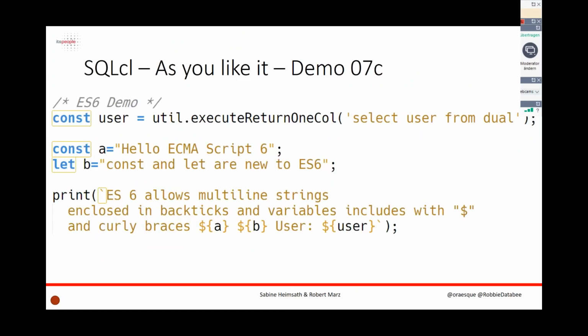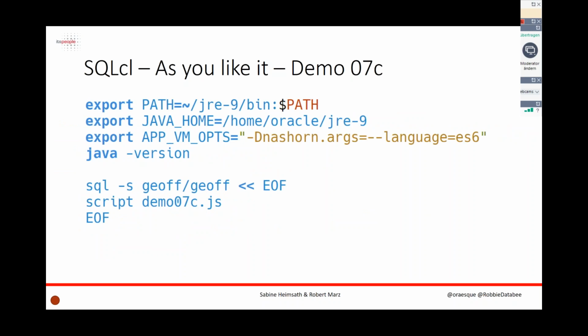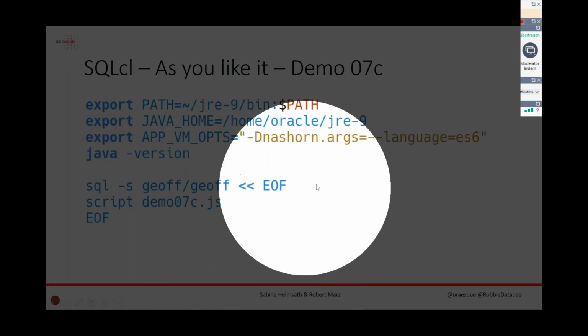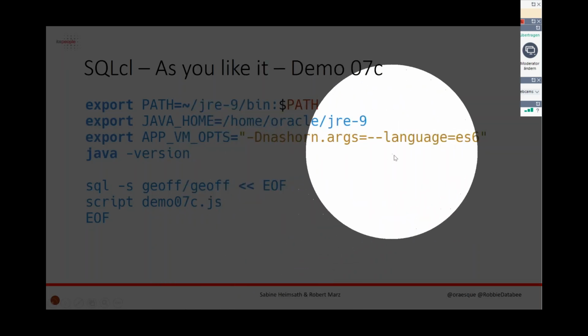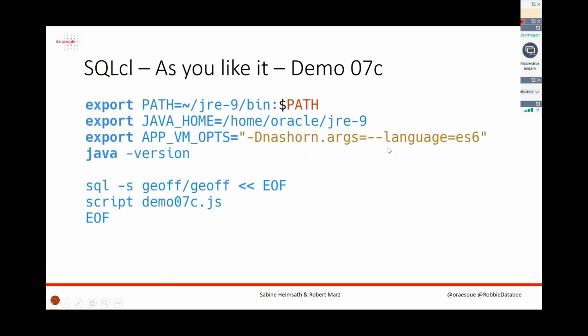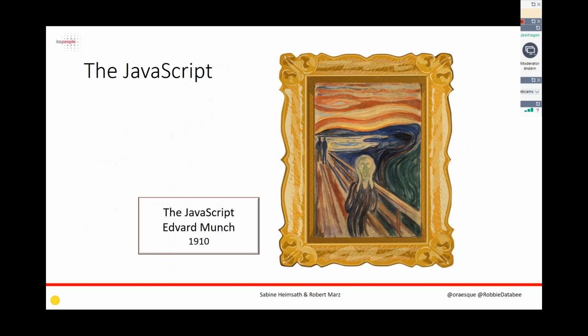Okay. Just one word. This is ECMAScript 6. This is the latest standard of JavaScript. This has a lot of cool improvements. And if you want to use that, all you have to do is to switch to Java 9 and give your Java one argument, and then we are good to go with the latest JavaScript dialect. I won't show you that. And we are done right now.